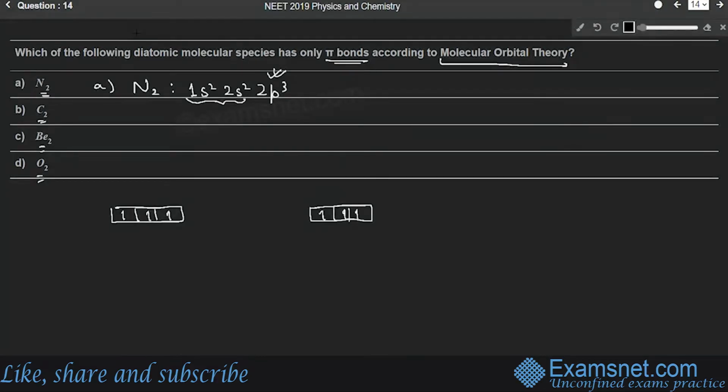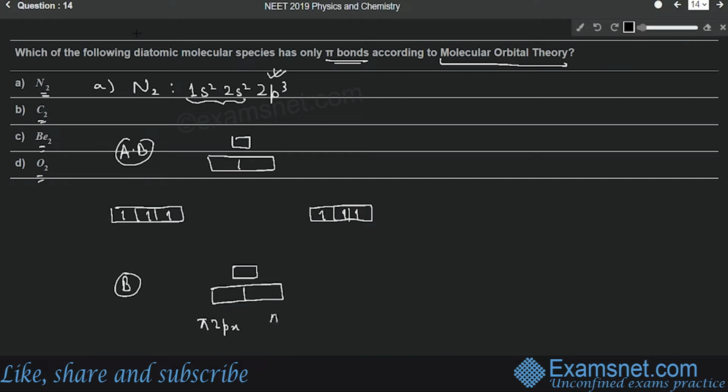Okay. Now we know that there are two types of molecular orbitals, bonding molecular orbitals and anti-bonding molecular orbitals. So lower ones are bonding molecular orbitals and the upper ones are anti-bonding molecular orbitals. Here this is pi 2px, this is pi 2py and this is sigma 2pz. Similarly, this is pi star 2px, this is pi star 2py and this is sigma star 2pz. Star shows that these are anti-bonding molecular orbitals. So total number of electrons are 6, 3 this side and 3 this side.